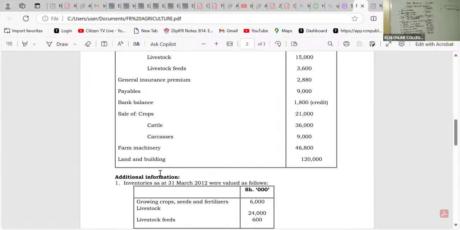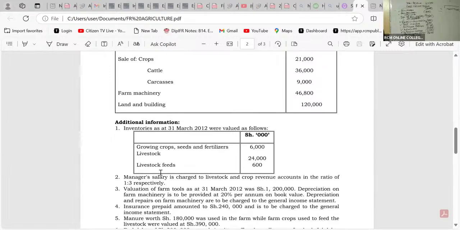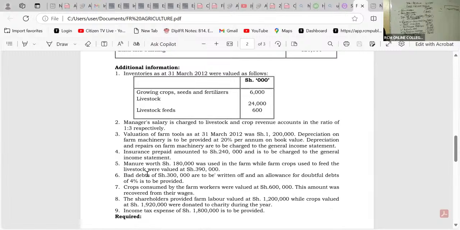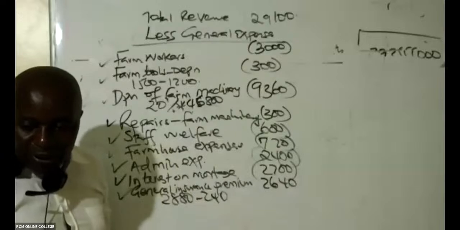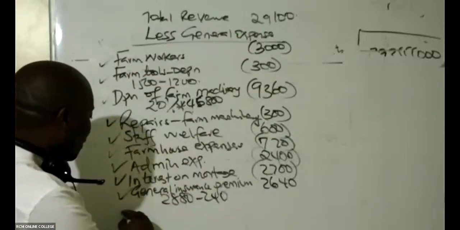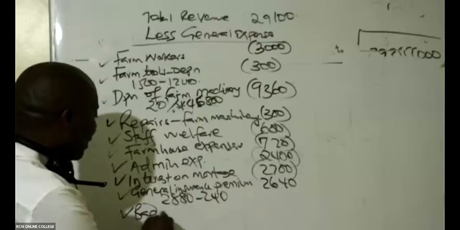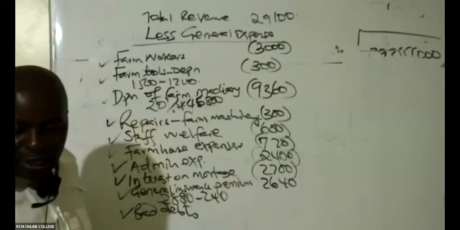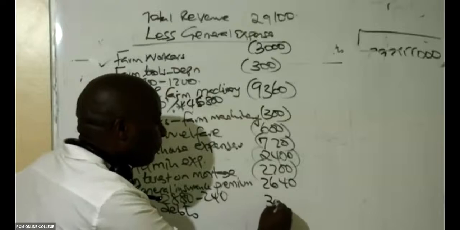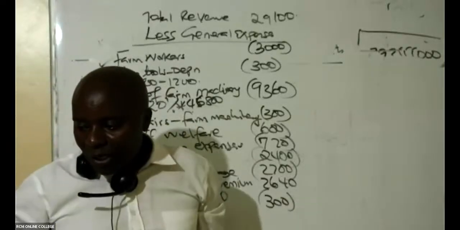However, let's look at other notes, ladies and gentlemen. Let's look at, for example, note number 6. Bad debts of 300 are to be written off. Let's first of all write off bad debts. Bad debts are expenses for the entire firm. So mention here, bad debts, we have a figure of 300.